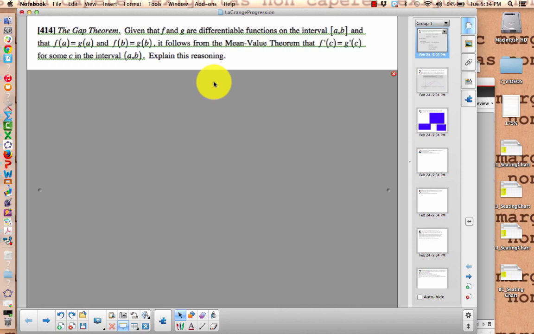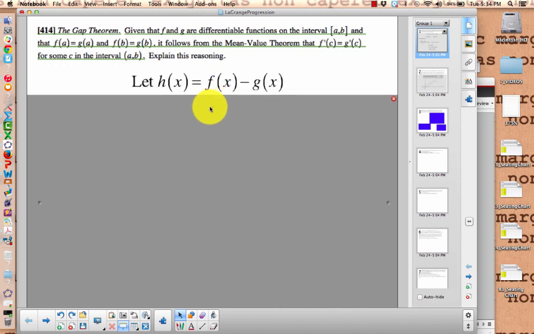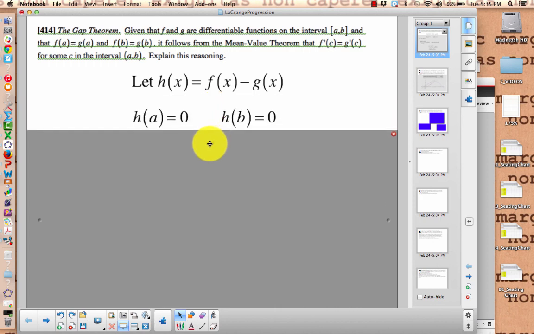And the reality is here you're going to construct a function called h, which is going to be the difference between f and g. So h of x equals f of x minus g of x. Now from the given information, they say f of a is equal to g of a and f of b is equal to g of b. This means that both h of a and h of b must be equal to 0. Because if f of a is equal to g of a, then you'll subtract those two and get 0. Same thing if f of b equals g of b. So we have two values for h.